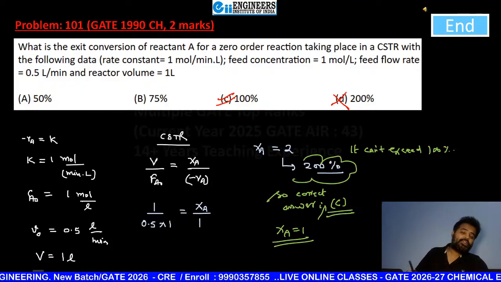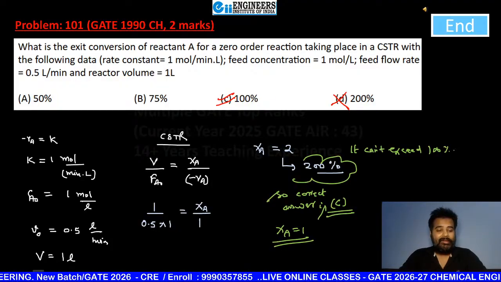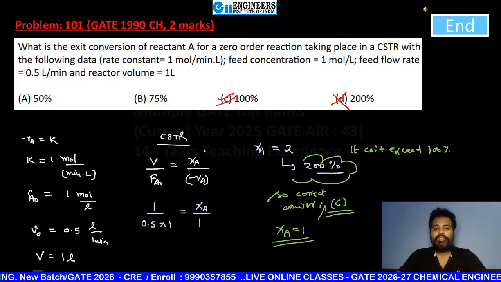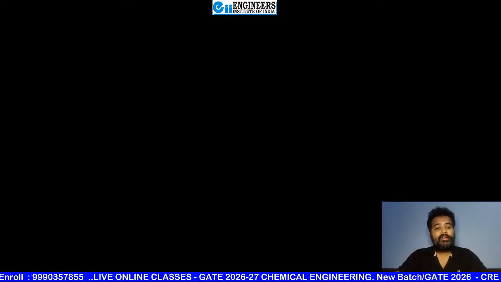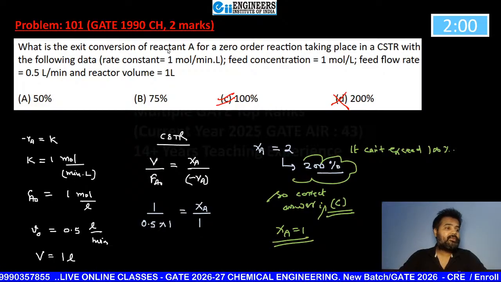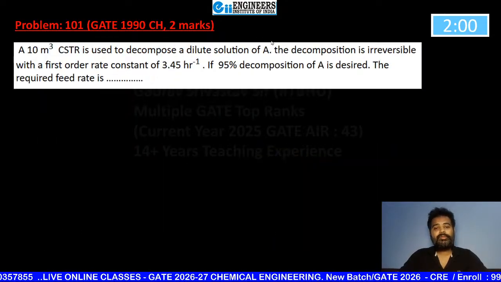Now how to further analyze this question? What can we learn by analyzing this question further? Because clearly here you are getting conversion 200%. So can you tell me, if you are in an industry and you are using such a reactor this time, what are you going to do? And on what side do you feel some losses there? Can you tell me, my dear students?